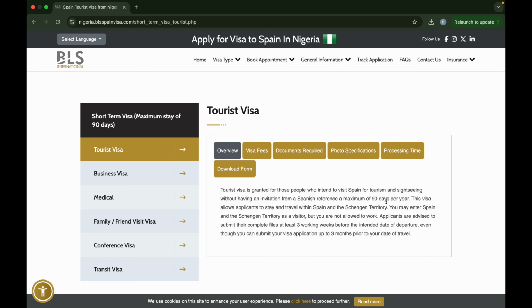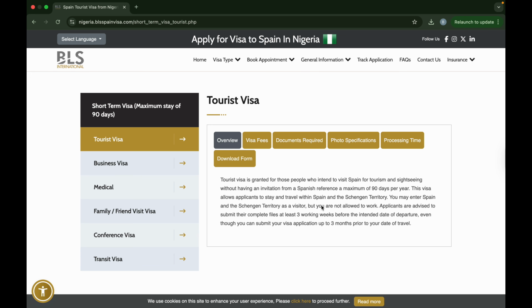So when they say this, it means that even if you're granted like a 1-year tourist visa, your stay period cannot exceed 90 days within that 1 year. So this visa allows applicants to stay within Spain and also visit the other Schengen territory and states. So it's not like you're restricted to just Spain. You can travel to all other Schengen territory.